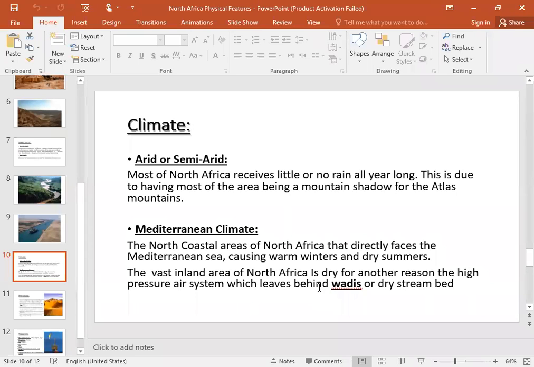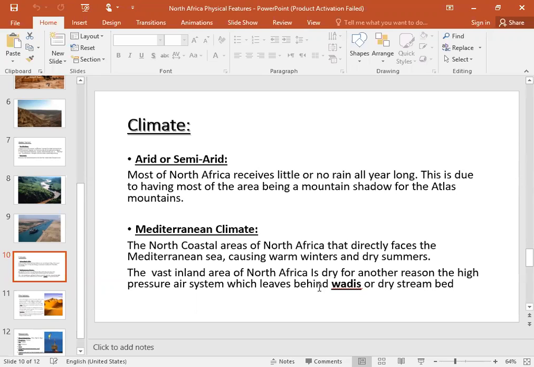What about the Mediterranean climate? We also have areas that are near the Mediterranean Sea, such as the north coastal areas of North Africa. They are facing the Mediterranean Sea, which gives them warm winter and dry summer. No rain in summer, and in winter it is warm. This is like the climate of Egypt. In Egypt, we have a very warm winter. It's not so cold. And at the same time, in summer, it is very dry. We don't have any rain, because some countries have rain in summer.